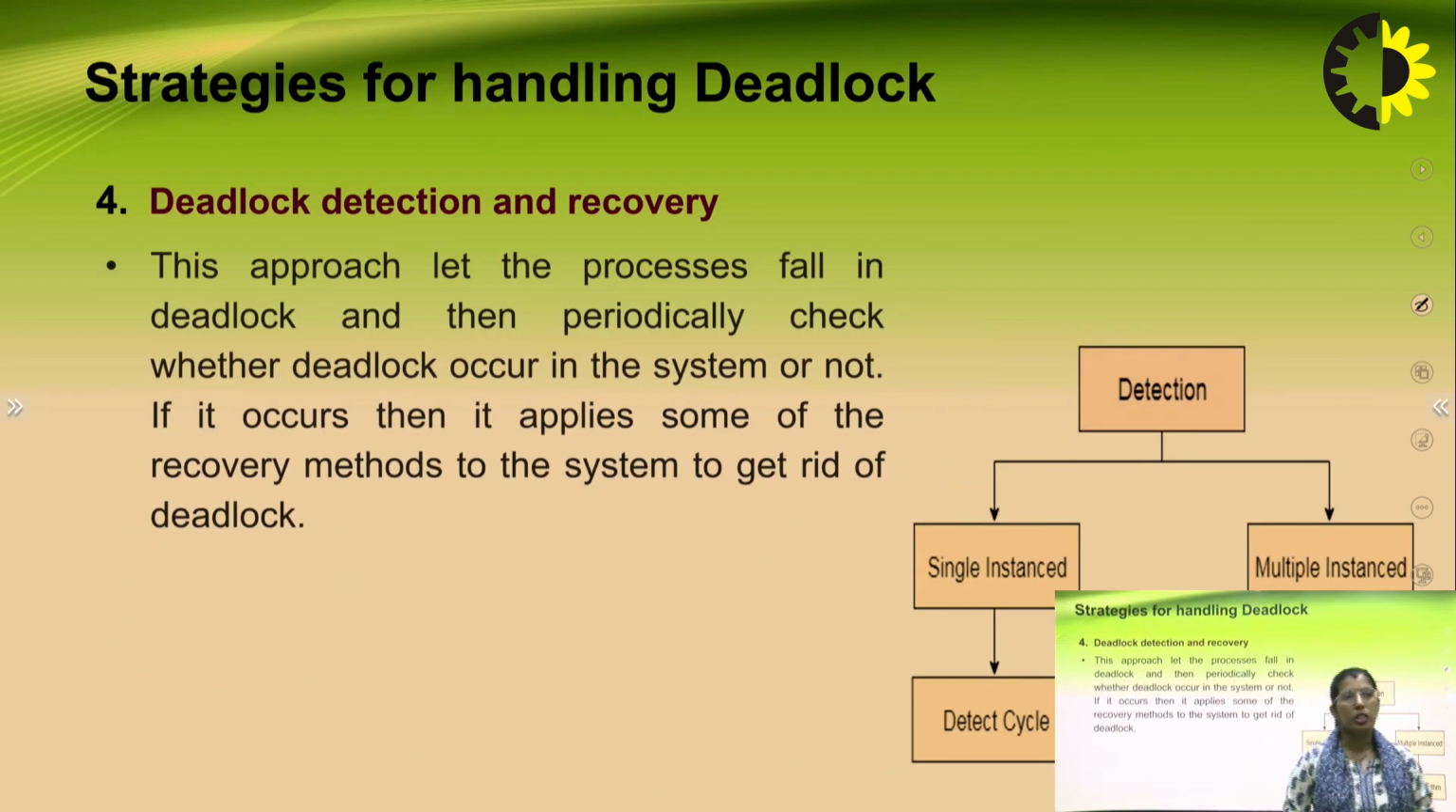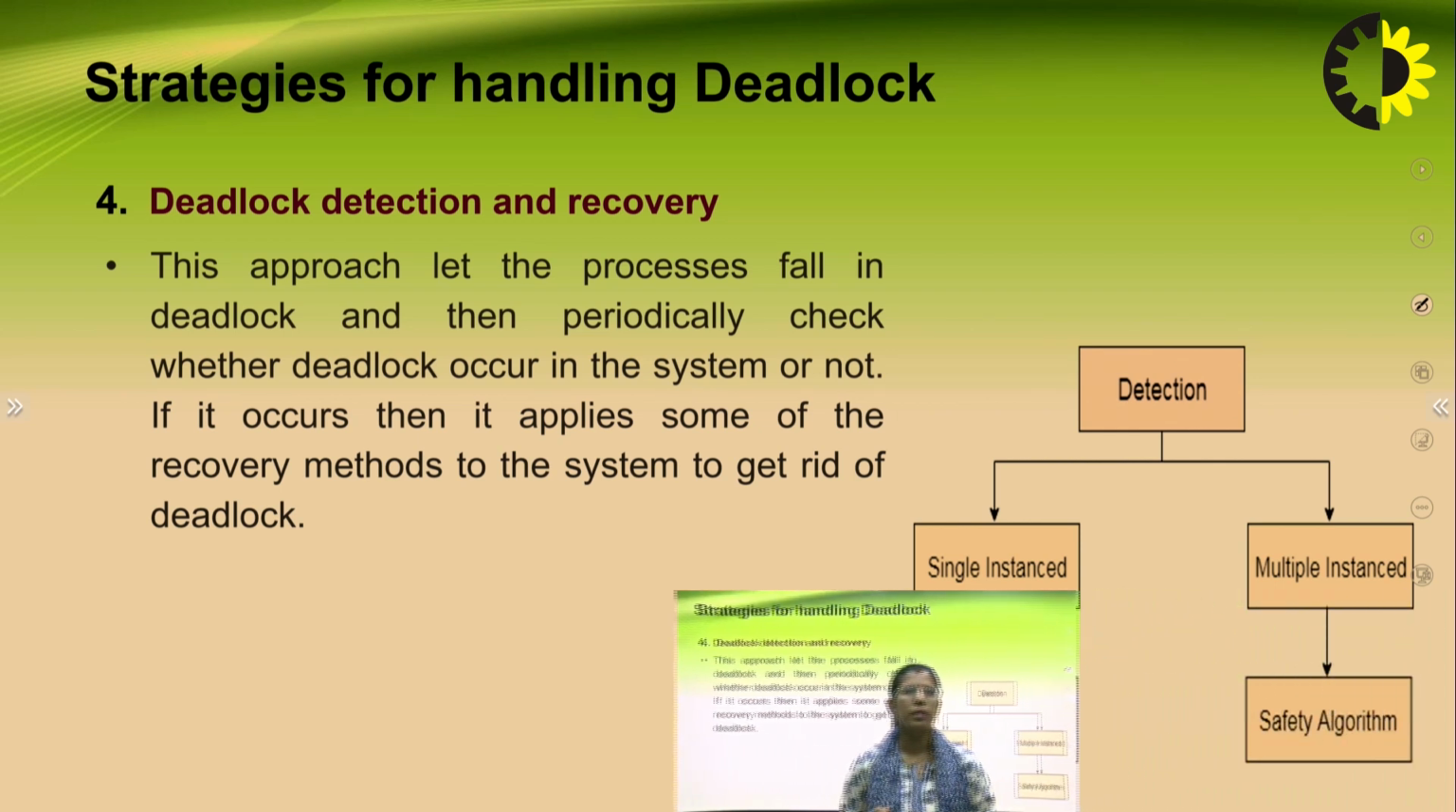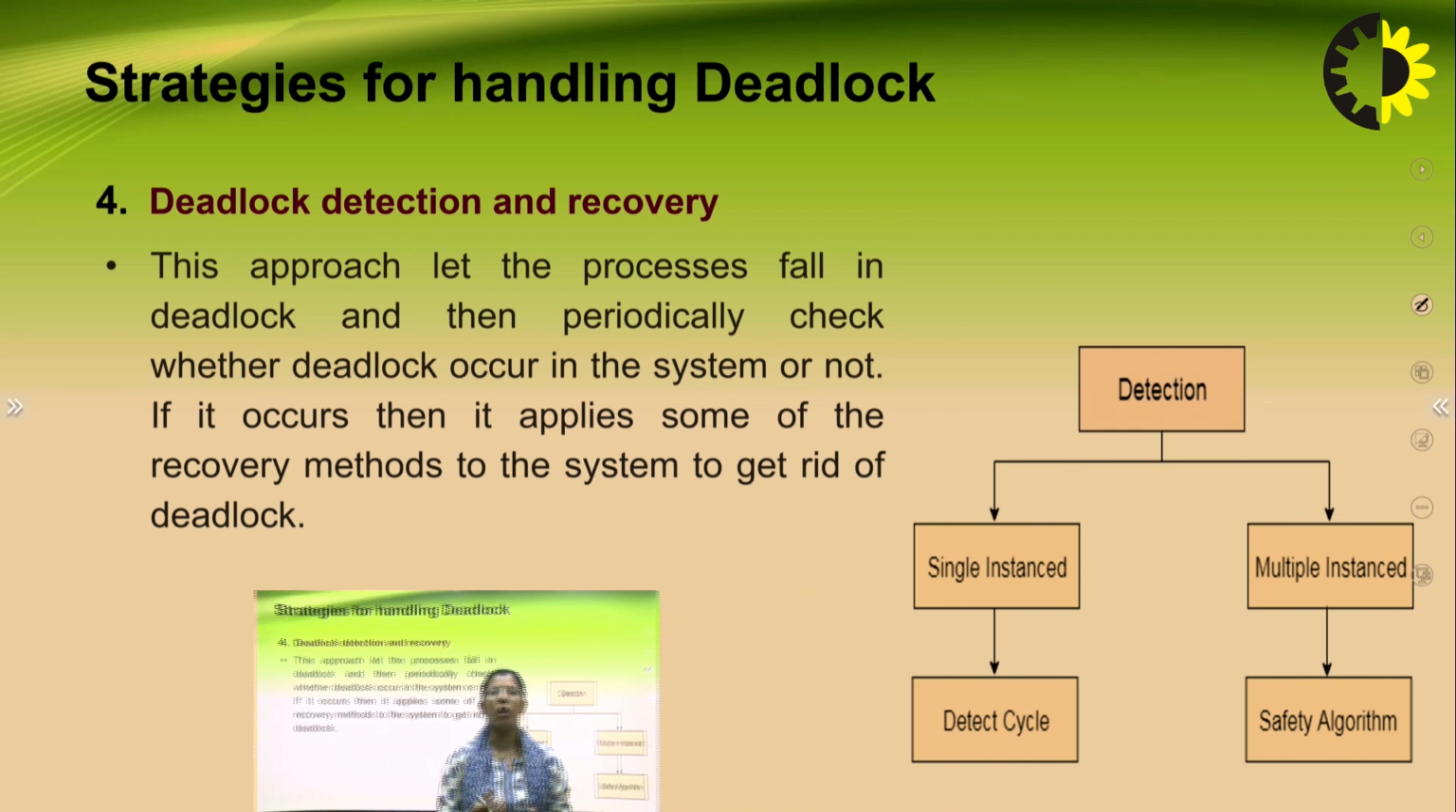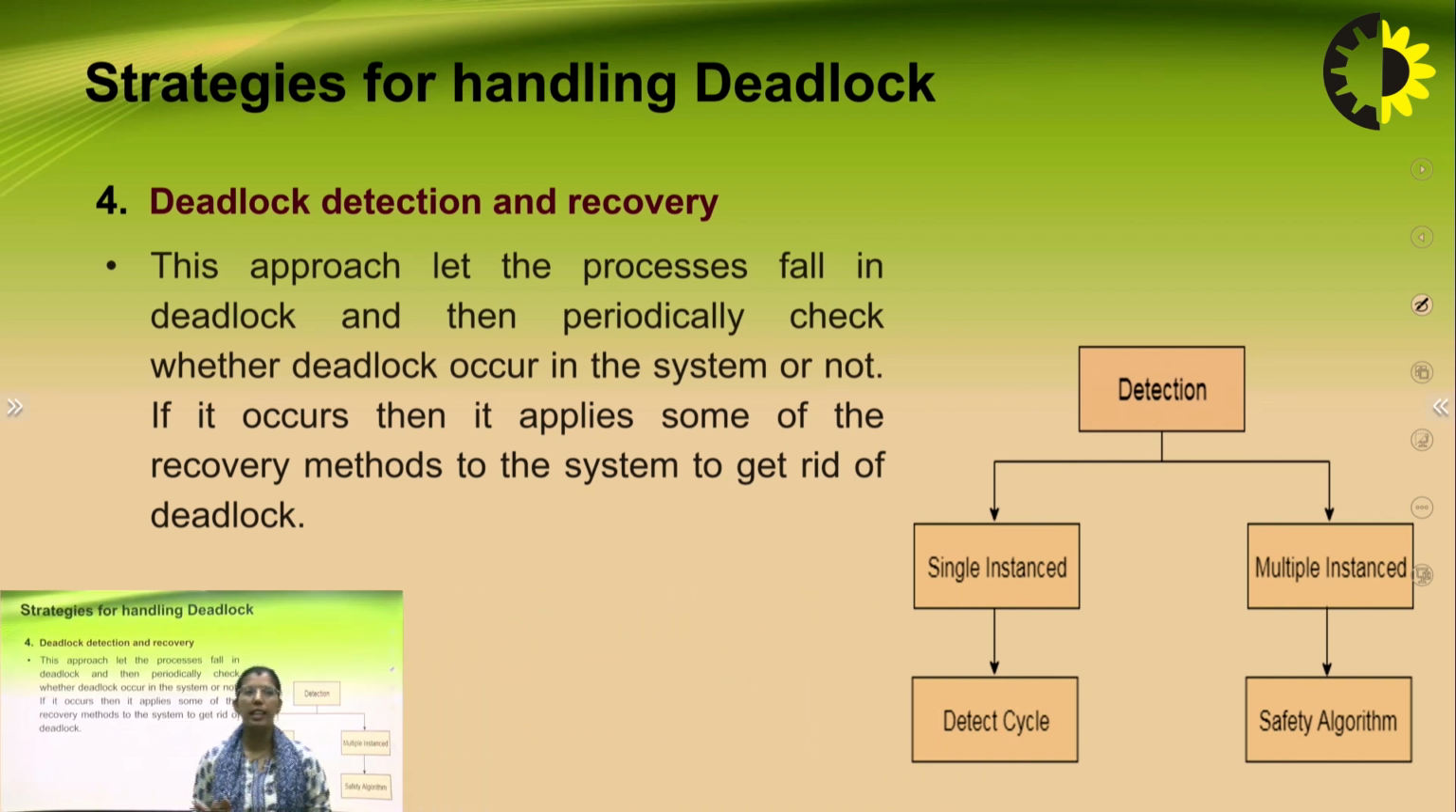Next strategy for handling deadlock is detection and recovery. This approach lets the processes fall into deadlock and then periodically checks whether deadlock has occurred in the system or not. If it occurs, then it applies some recovery method to the system to get rid of the deadlock.